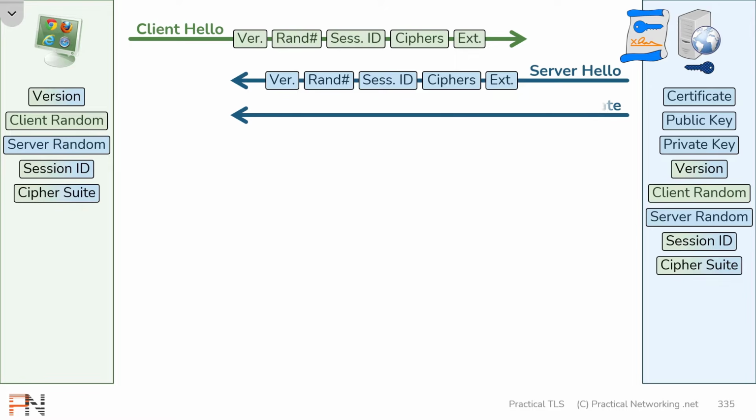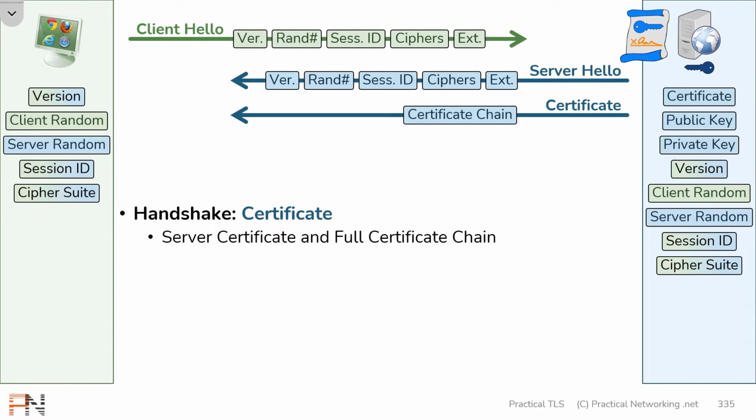The next record in the TLS handshake is the certificate record sent by the server. And as you can infer, inside the certificate record is the server's full certificate chain. To be clear, if the server had 3 certificates and its end entity certificate, it's going to be sending all 4 of them in this message. It's not going to send 4 different certificate records.